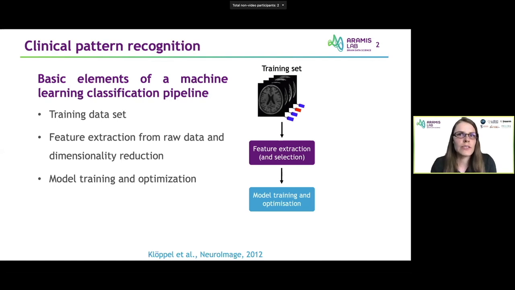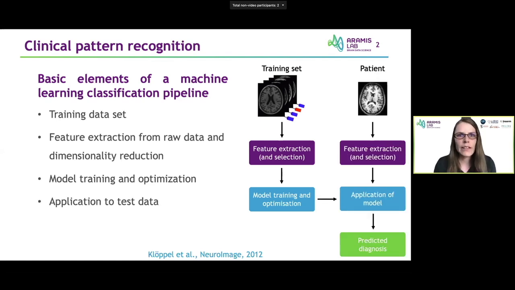The third element consists in training and optimizing your model. At this step, you select a supervised algorithm, for example, a support vector machine or a random forest, and the parameters of the model are optimized to maximally discriminate one group from another on the basis of the training dataset, usually using cross-validation. And finally, the model can be applied to independent test data that have been preprocessed in the same way as the training data.